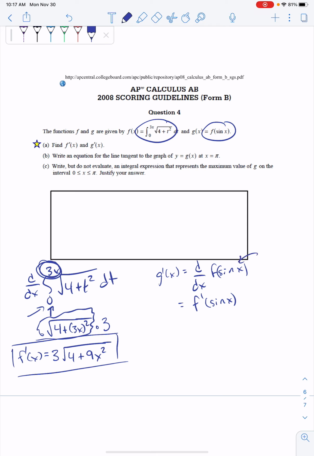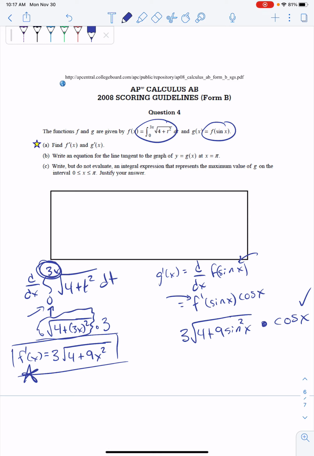But chain rule tells me that I've got to multiply by the derivative of the inside, which is cosine of x. So f prime of sine of x, cosine of x. Well, I know what f prime is. I found it right here. So that means f prime of sine of x, so 3 root 4 plus 9 sine squared x, all multiplied by cosine of x. And because this is free response, I can stop right there.